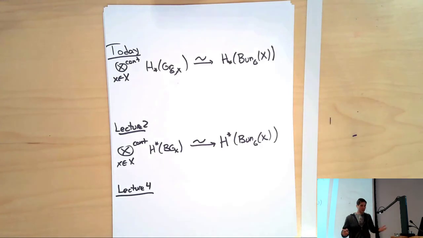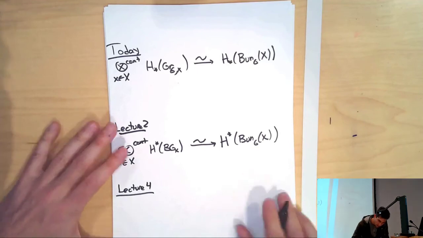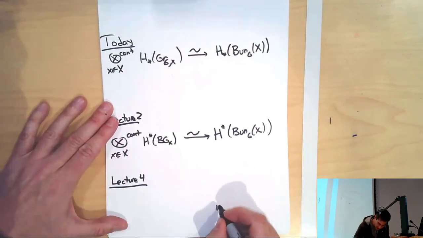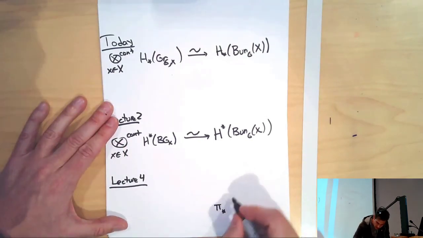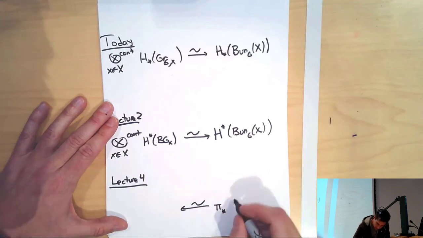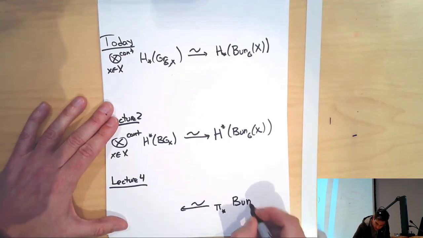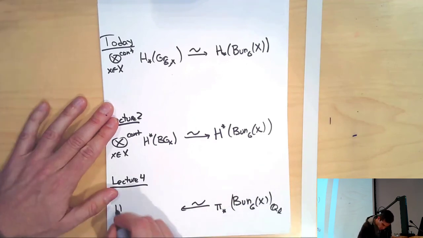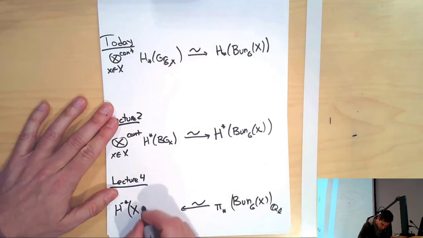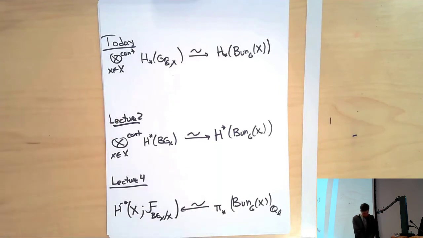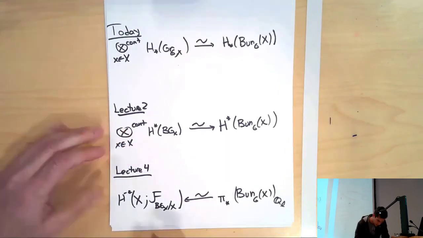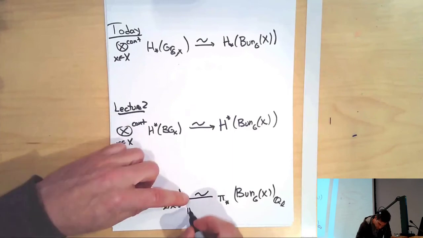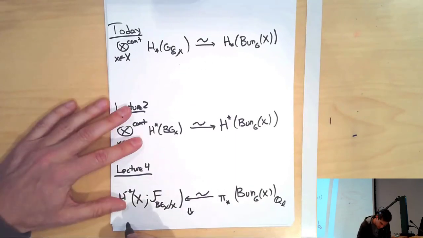So in my previous lecture, I stated a different principle that was about the homotopy type of Bun_G, which is that you can recover the l-adic homotopy groups of Bun_G(X), Q_l, as the hypercohomology of X with coefficients in this sheaf f Bun_G(X) over X. And then maybe I should say we showed that this statement implies Weil's conjecture.